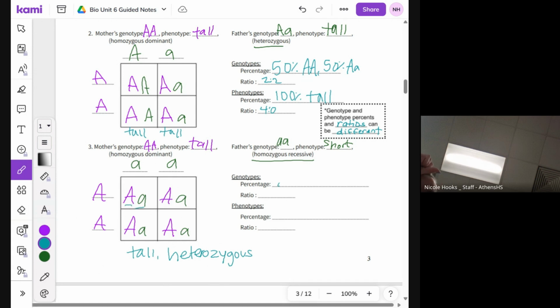Okay, so genotypes, 100% big A, little a, and ratio 4 to 0, because there's only one type here. And then phenotypes are all going to be tall. So 100%, they are going to be tall. So they're probably all going to be taller than their father. Okay. All right, let's look at another one.